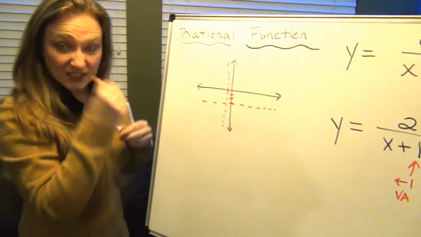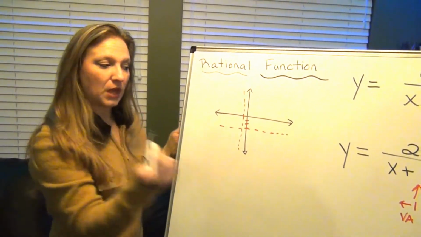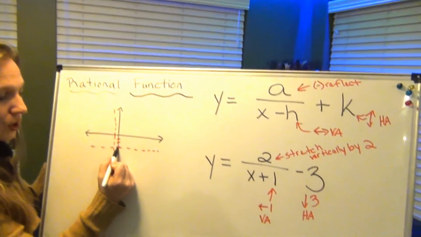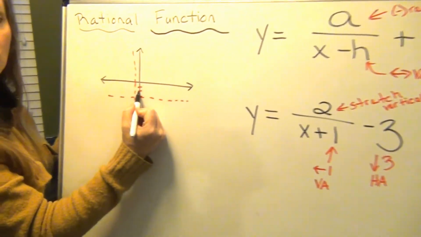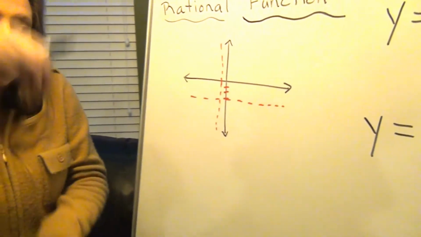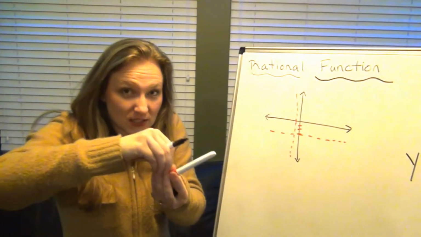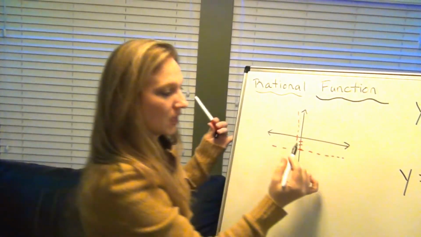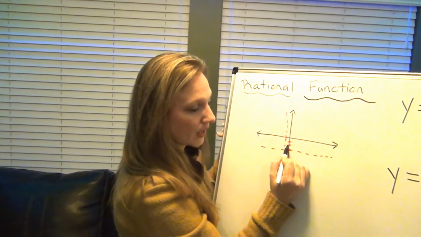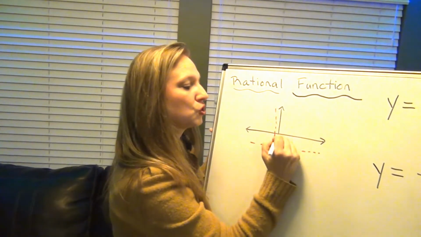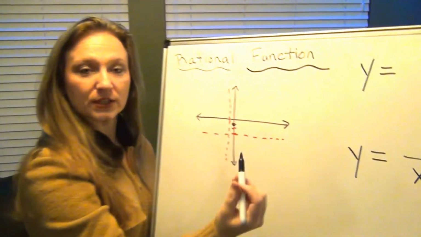Now, the stretch is the only thing that's a little bit different here. Notice in the last example, I went over 1, up 1, and it was right in this corner. But if I'm going to stretch it vertically, then it's going to be shifted up a little bit. So instead of going over 1, up 1, I'm going to go over 1, up 2. It's going to stretch up a little bit.